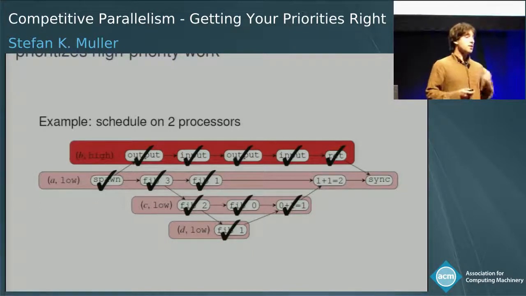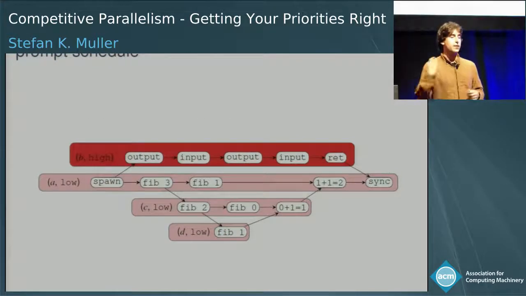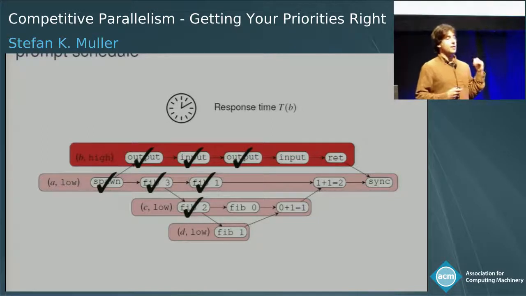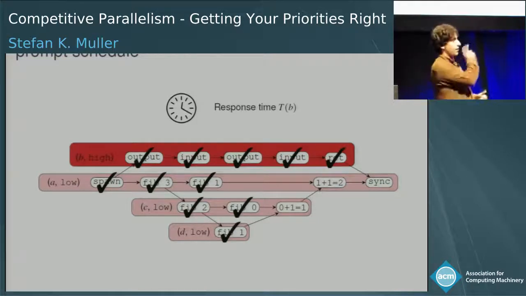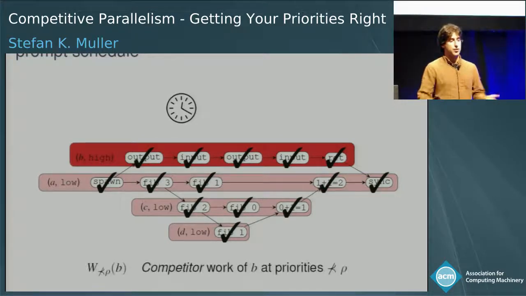So you'll notice that under this schedule, the high priority thread actually finishes quite quickly, and that's what I mean by responsiveness. So we can formally define this notion as the response time of a thread, which is how quickly that thread runs after it is introduced in the system. More precisely, it's the number of time steps between when the thread is first spawned and right here, when the last vertex is scheduled. That's the quantity that we want to minimize, in addition to just throughput.